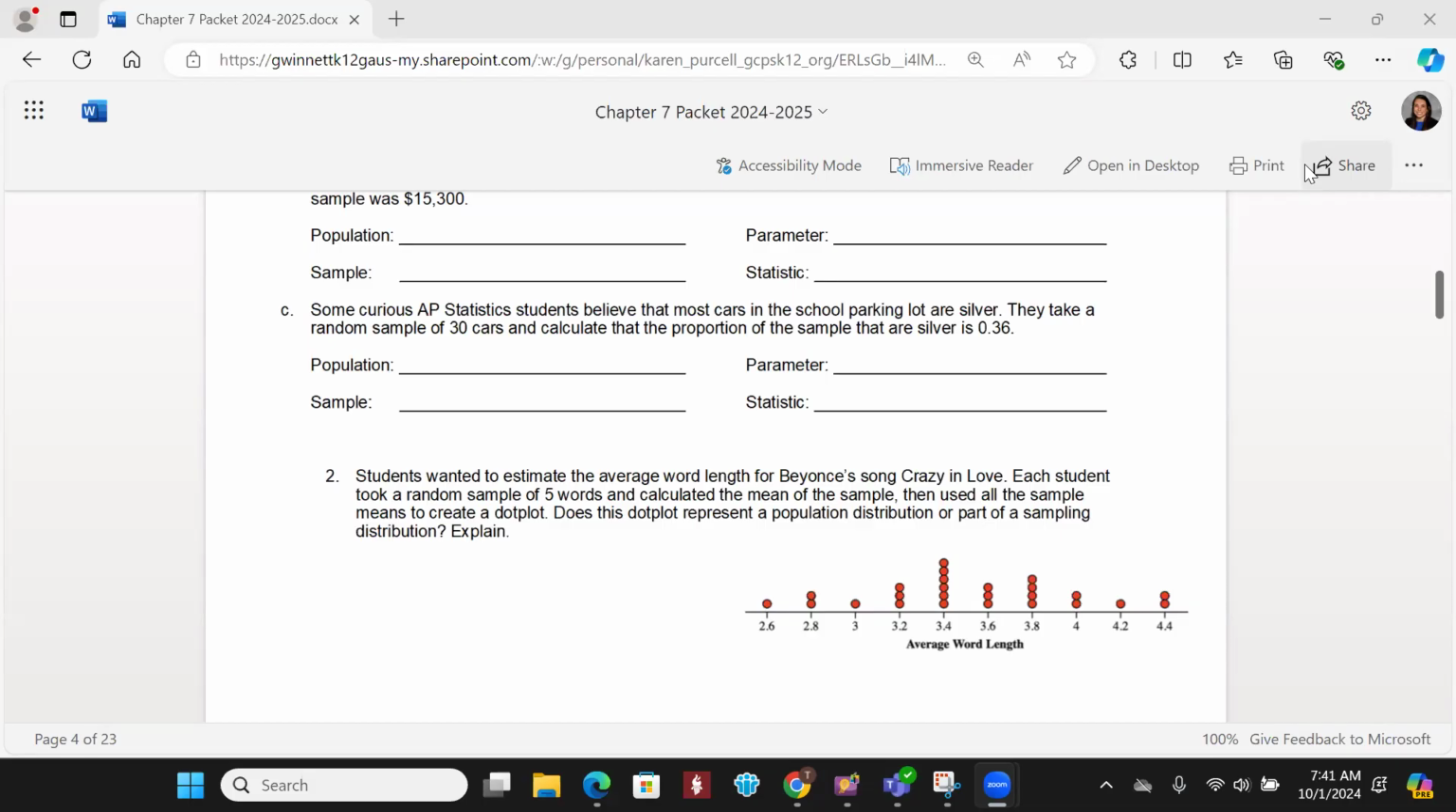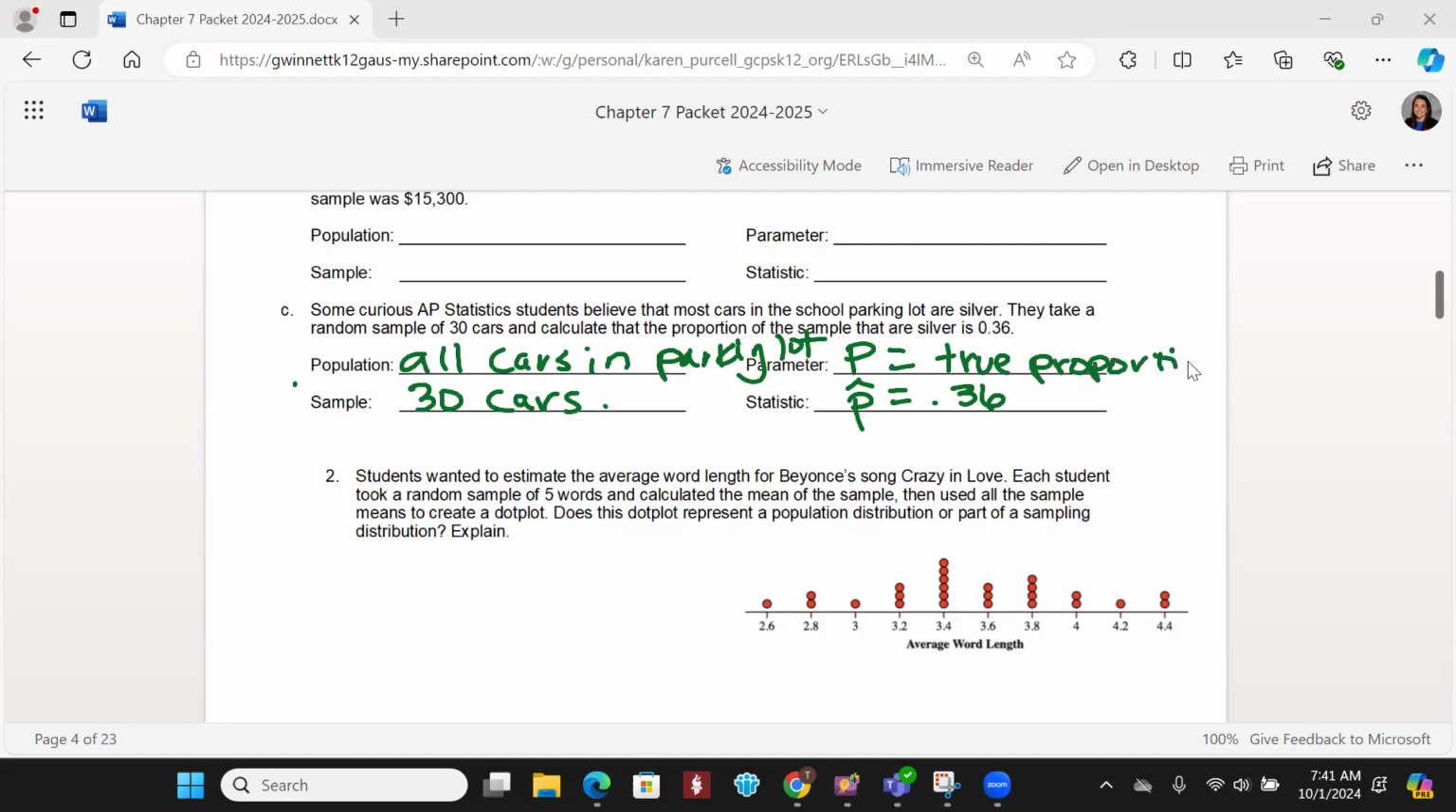All right. Well, they take a random sample of 30 cars and calculate the proportion of the sample that are silver to be 0.36. So, what is the population? Okay, all cars in the parking lot. What's the sample? 30 cars. What is the statistic? Because this is for the sample, right? So we're going to say p hat is equal to 0.36. For the parameter, that's going to be p is equal to the true proportion of silver cars.